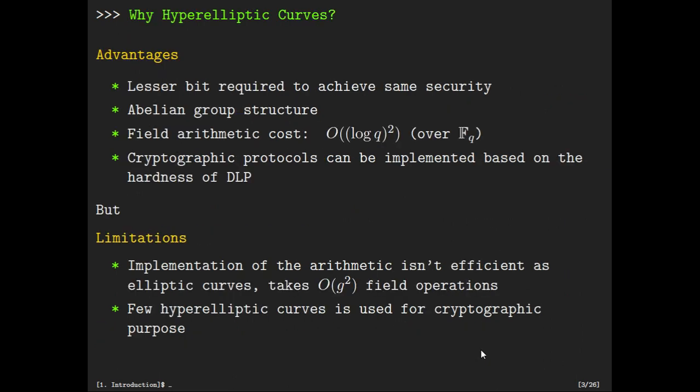Now, why are we interested in hyperelliptic curves? Because they need fewer bits to achieve the same security level. They have the abelian group structure. Field arithmetic is efficient. Cryptographic protocols can be implemented based on the hardness of DLP. Although they have a few limitations, the arithmetic and the point counting algorithm are not as efficient as for elliptic curves. We cannot choose blindly any hyperelliptic curves.